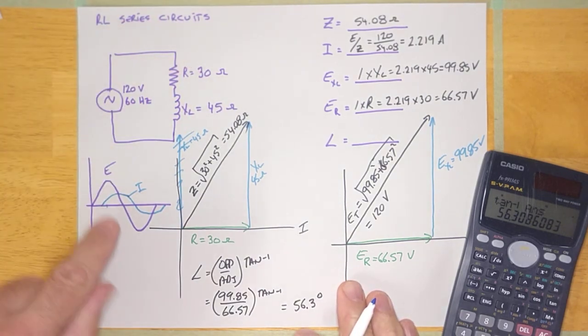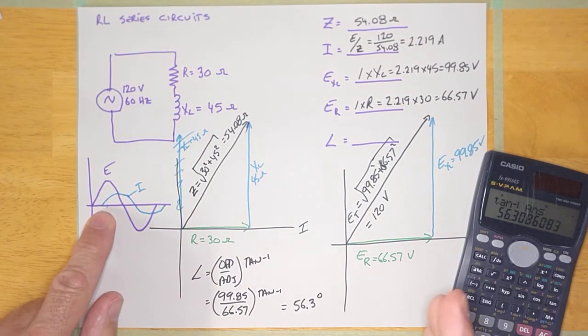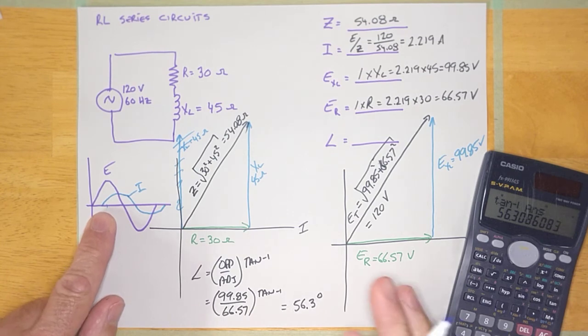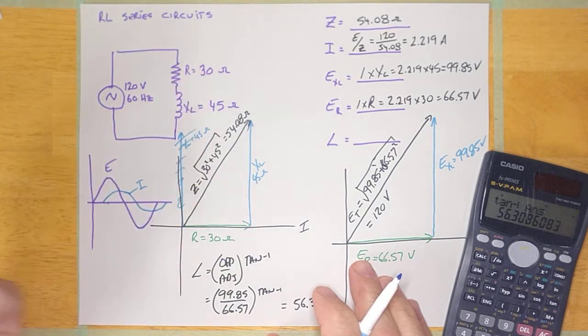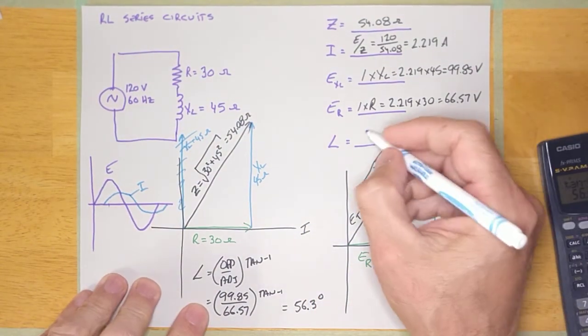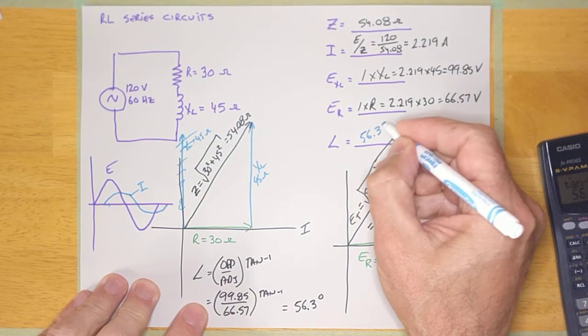All right, guys? 56.3. That's just the way this circuit's going to work. All inductors are going to cause the current to lag. How much is it going to lag? Well, it's going to lag between 0 and 90 degrees, depending on what's going on with these two components. That kind of thing. All right, guys? So let's put this in here, 56.3 degrees.